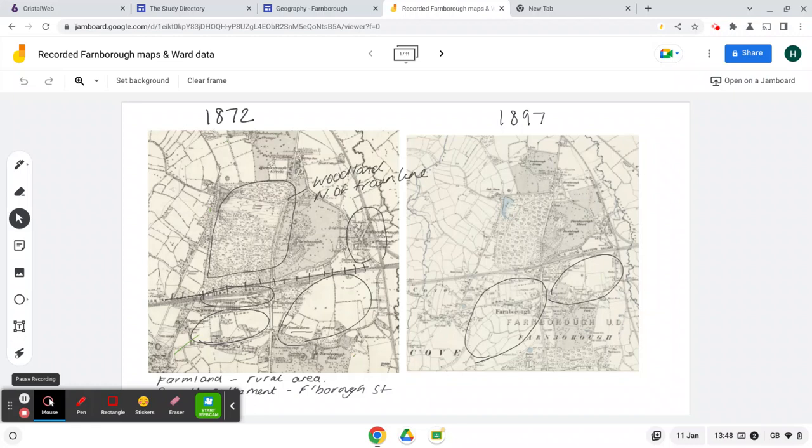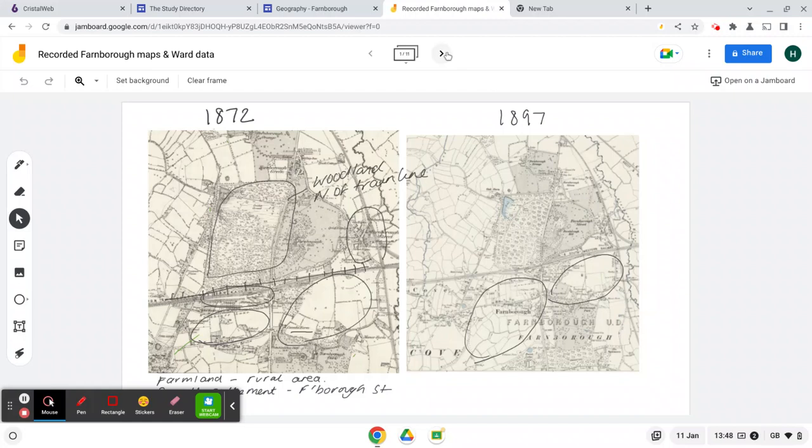It doesn't show us what the quality of life is like. We don't have any pictures or photographs of these settlements. We don't know what the quality of life would have been like, but we can just assume that this is a rural area at this time.